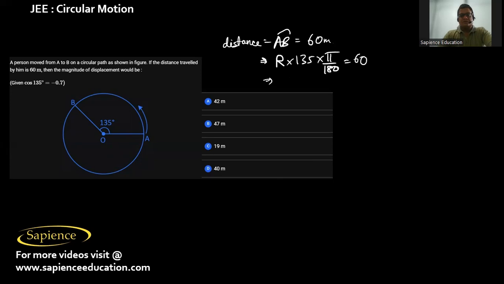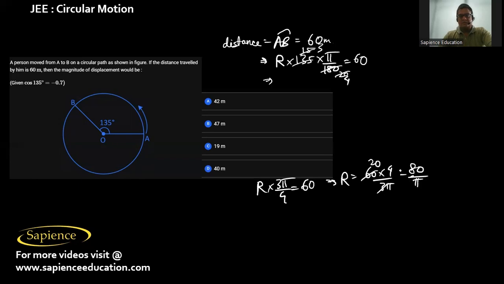Therefore we can say this will be 9 2s are 18, 0 0, 9 1s are 9, 5 9s are 45, and 5 3s are 15, 5 4s are 20. So this is r into 3 pi by 4, that is equal to 60. So therefore the radius will be equal to 60 into 4 by 3 pi. So that is 320. So it is 80 by pi meters. So 80 by pi meter is the radius. Now then the magnitude of the displacement we have to find.